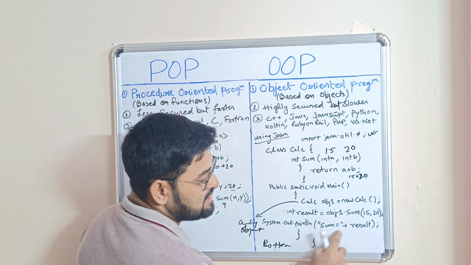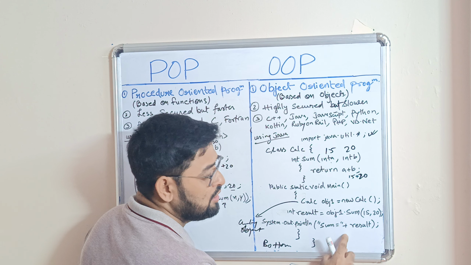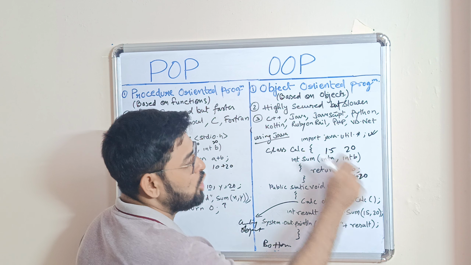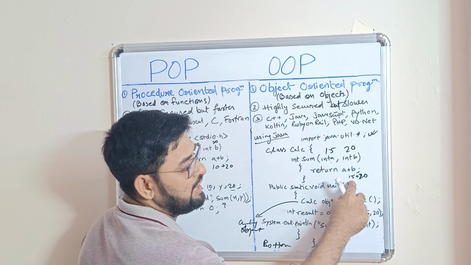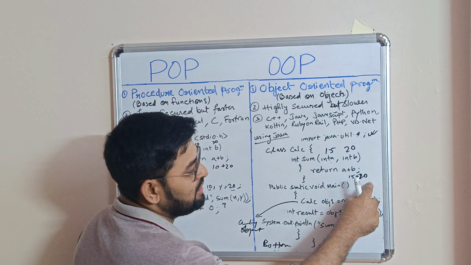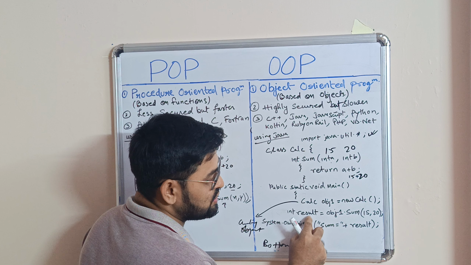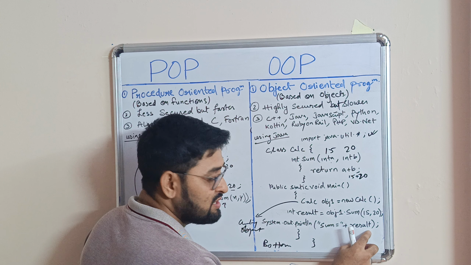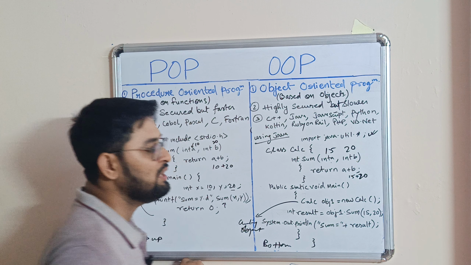System.out.println, that means some concatenation. This is the concatenation operator. Result means the calculated value. Once you call this method, it performs the task a plus b with the values 15 plus 20, then it will return the sum value, which gets stored in the result. Then the result will have the calculated value 35. Then the 35 will be printed.